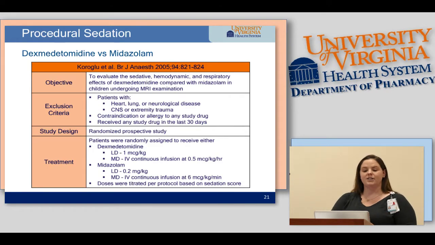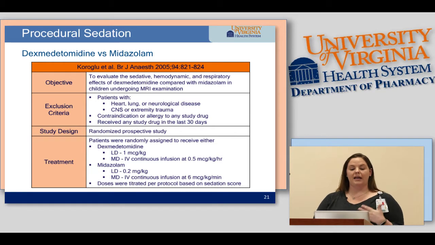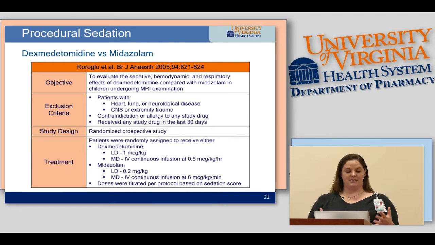The first study I'll talk about looked at dexmedetomidine versus midazolam. They were looking at this in a specific patient population undergoing MRI examination. I have listed the exclusion criteria up there. They excluded patients with heart, lung, or neurological disease, a contraindication or allergy to any of the study drugs, or if they had received the study drug within the last 30 days.